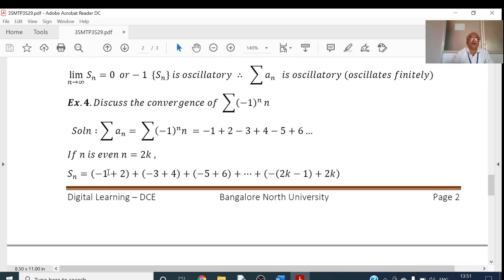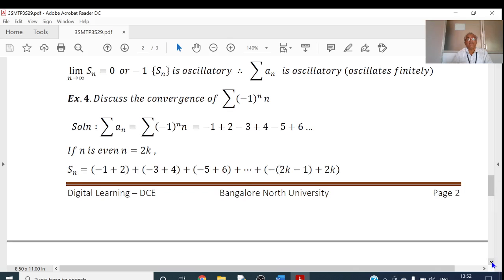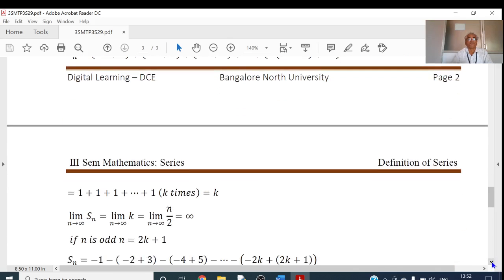Minus 1 plus 2 is 1. Minus 3 plus 4 is 1. Minus 5 plus 6 is 1. Minus of 2k minus 1 plus 2k is also equal to 1. In total, how many 1s are there? k times 1s are there. That is, Sn equal to 1 plus 1 plus 1 up to k times. That is here, Sn is equal to k.